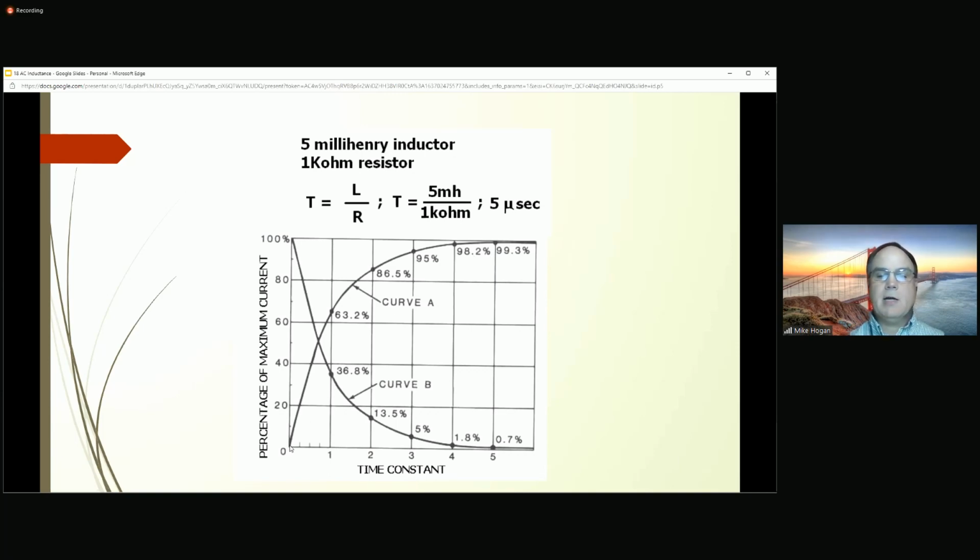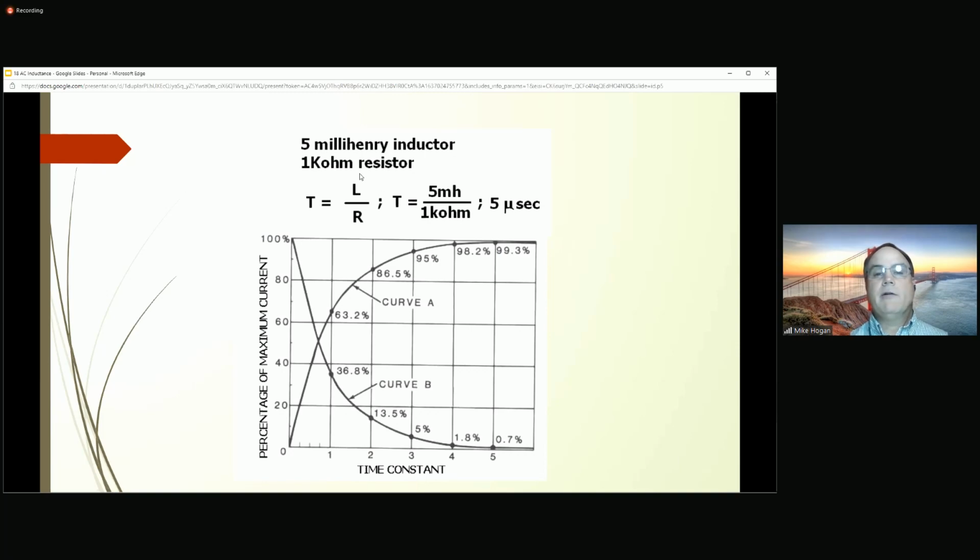In that first time constant, it goes from zero. As we get current, that magnetic field begins to build, and it goes from zero to that 63.2% of total. Right. Then every time constant is going to be an additional 63.2%, well, it's 63.2% of what's left, right? And so it goes from 63.2% to 86.5% to 95% to 98.2% to 99.3%. And so here we're just going to say that's fully charged.